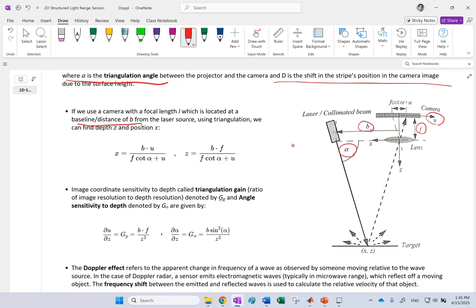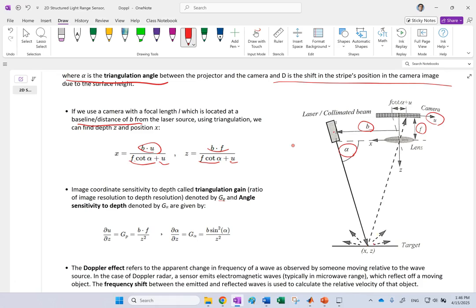Using simple trigonometry, you can show that the X position, which is basically the horizontal position of the pixel with respect to a camera frame in this case, right? It is going to be B times U over F cotangent of alpha plus U, and Z, the depth, is B times F over F cotangent alpha plus U, okay? So you can measure both Z and X, right? And of course, if you look at the image from another angle, you can measure Z and Y instead of Z and X, so you can really get all three coordinates of any point on the surface.